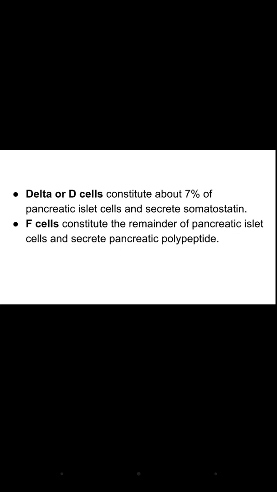Third, delta or the D cells. They constitute about 7% of the pancreatic islet cells and they secrete somatostatin. Then F cells. These are the remainder of the pancreatic islet cells, approximately 2 to 3%, and they secrete pancreatic polypeptide. Now what is the function of each hormone? We will discuss this.